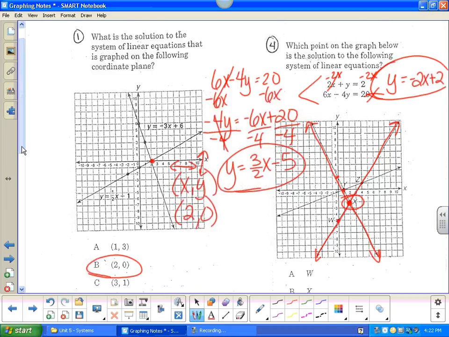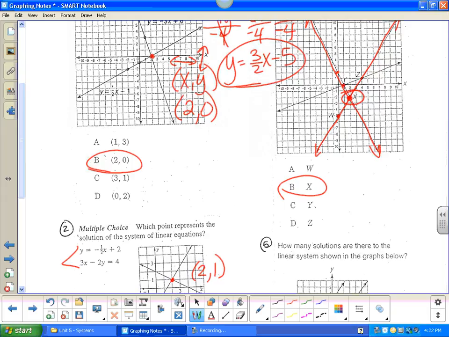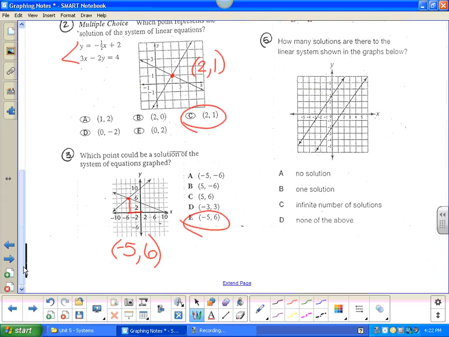X. How many solutions are there to a linear system shown in the graphs below? Well, these two lines are parallel, therefore they have no solutions. They have no points in common.